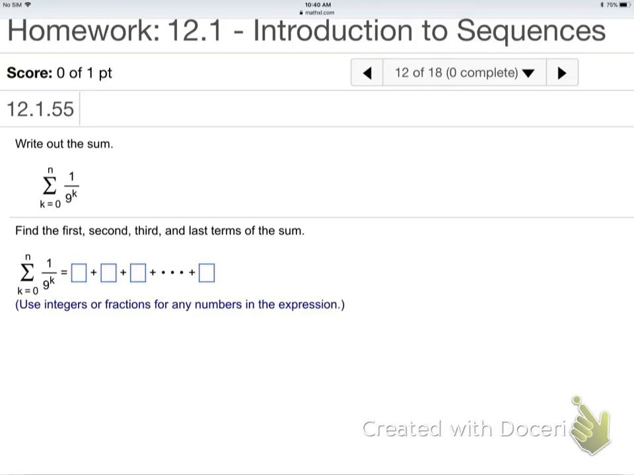There we go. So the sum from k equals 0 to n of 1 over 9 to the k. Where do they want you to start, by the way? What's the first thing you're going to plug in? They don't have to start at 1. They can start at 0, they can start at 7. That one's starting at 0, and it goes up 1 every time, so it'll be 0, 1, 2, 3, 4, all the way to n. They just want first, second, third, and last terms. Can you do that?